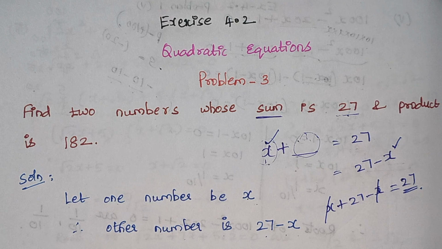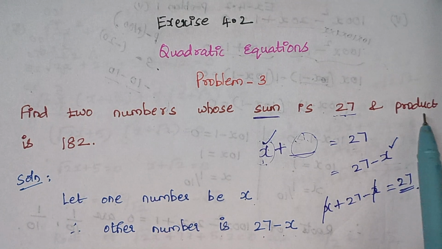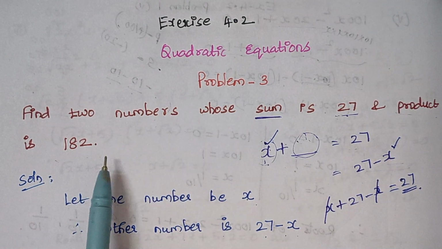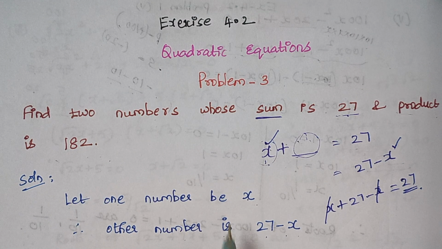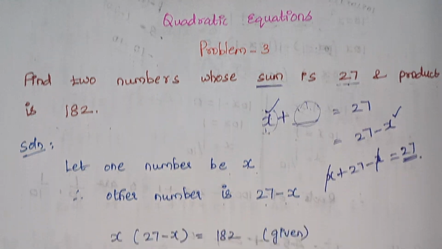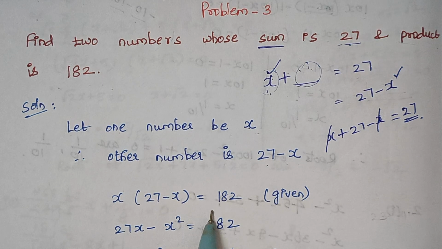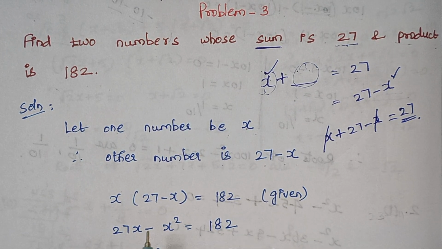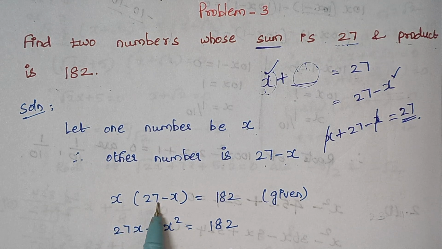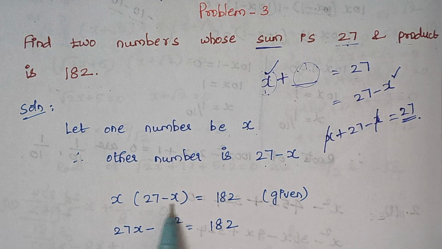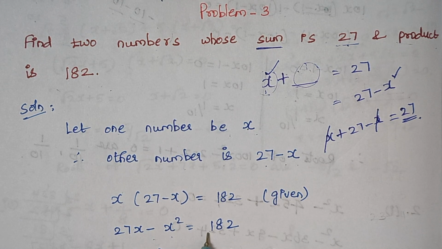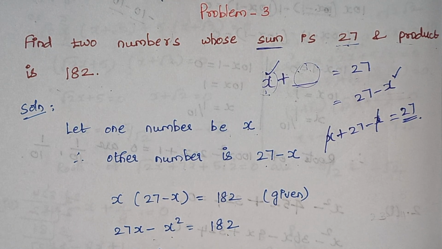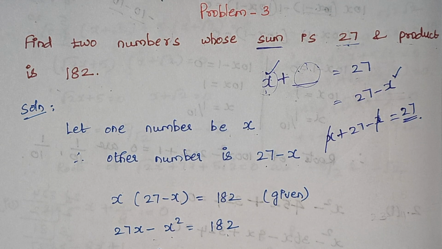Now what is the next step? Here the product is 182. Now you have to multiply these two numbers. So x into 27 minus x is equal to 182, because this is given in the problem. So x into 27 is 27x, and x into minus x is minus x square, equal to 182.